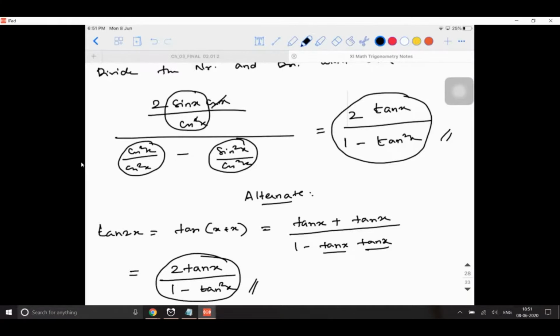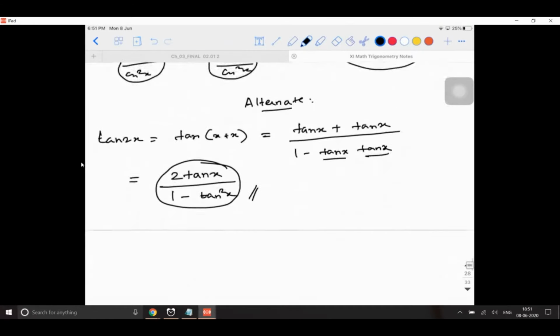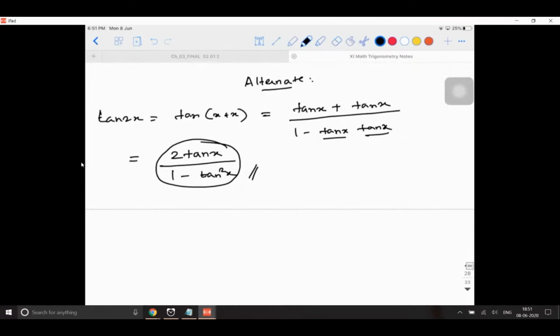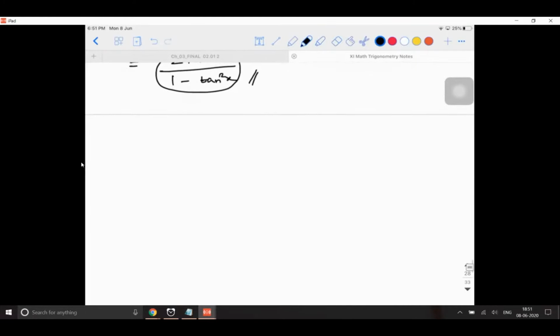Right? I hope it is clear. So this is all about sin 2x, cos 2x and tan 2x. Now I'll give you the summary of all the formulae that we have discussed for today's class.